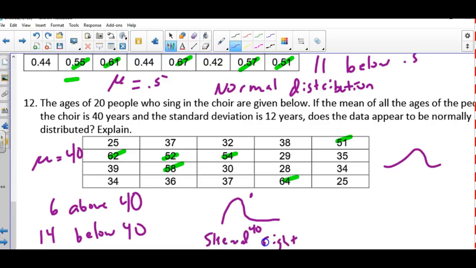And I say right because, again, you look at the tail. Where's the tail? It's on the right side, so skewed right. This is not a normal distribution.